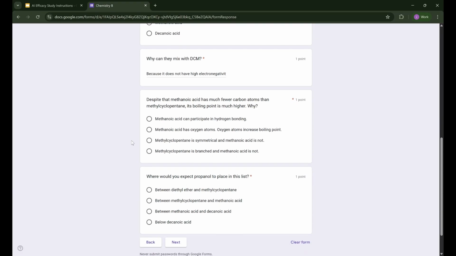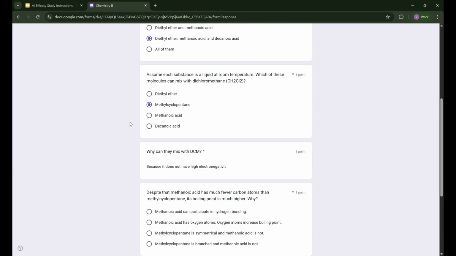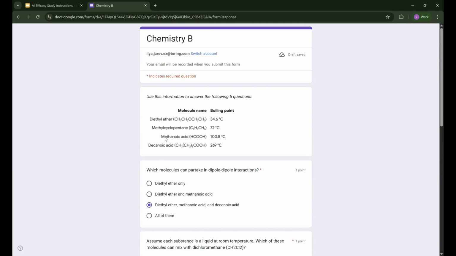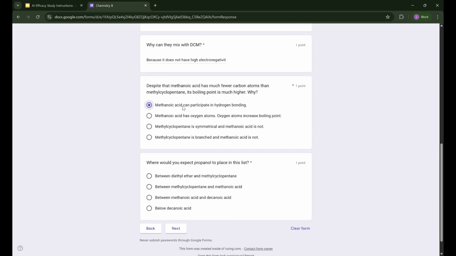Despite that methanoic acid has much fewer carbon atoms than methylcyclopentane, its boiling point is much higher. Why? Oh, because of the hydrogen bonds.